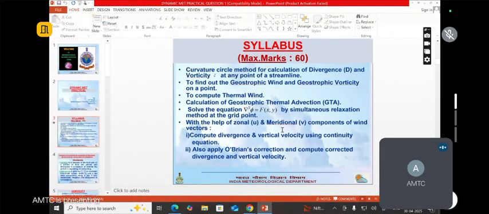Geostrophic wind calculation means taking the values at the points to the north, south, east and west, where the geopotential height at a given level will be evaluated. We have to calculate the geostrophic wind and the thermal wind between two layers. I hope you have understood this concept well, but I will give you a brief introduction also.